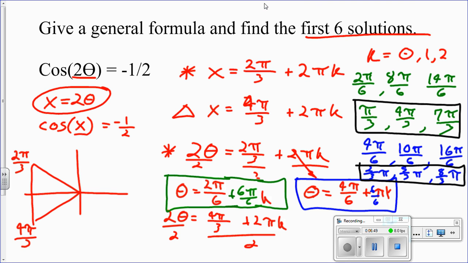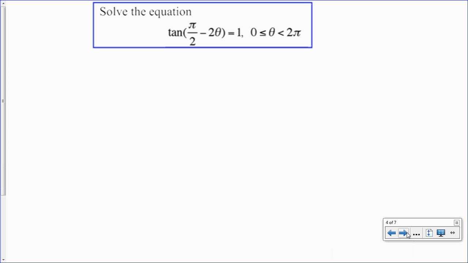Okay, so let's look at our final example here. This one's much more complicated. We have a bigger value here, but we're going to attack it the same way. We're going to say, all right, x is equal to pi over 2 minus 2 theta. Okay, so then from there, we're just going to do tangent of x is equal to 1.